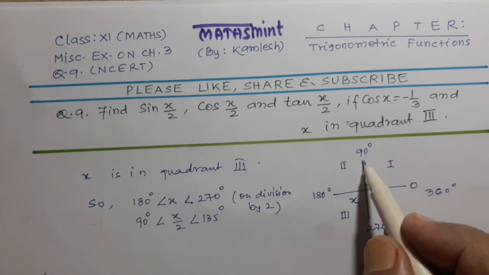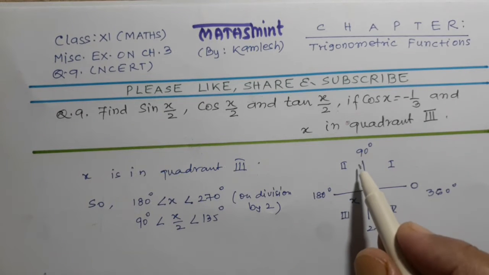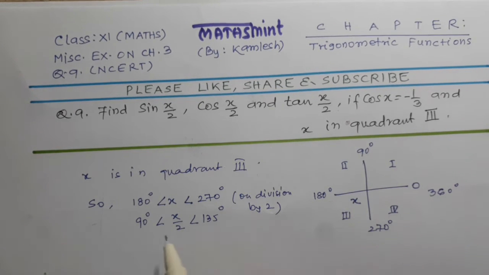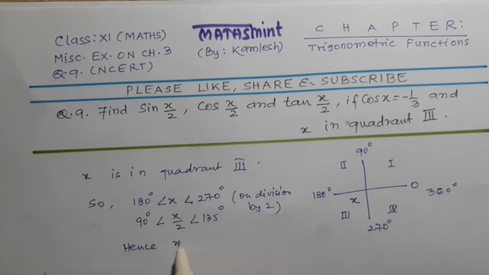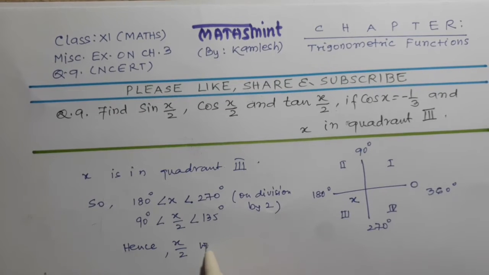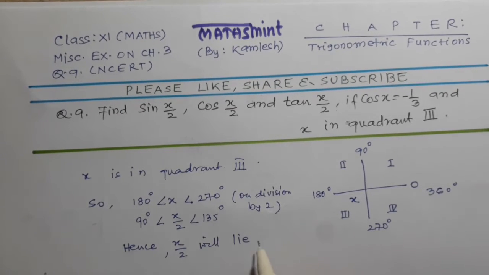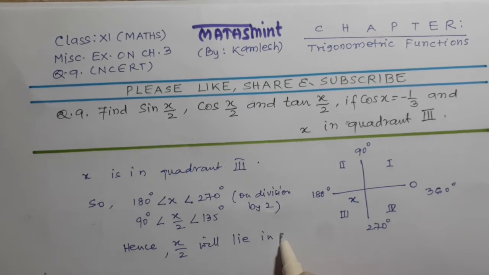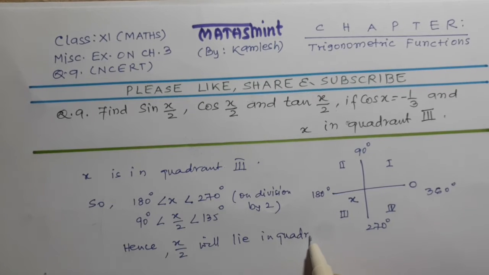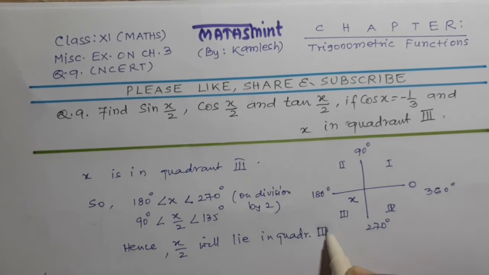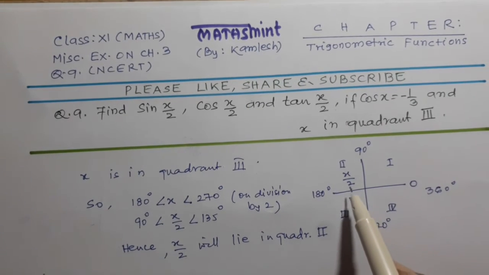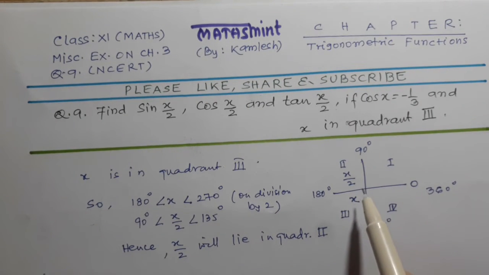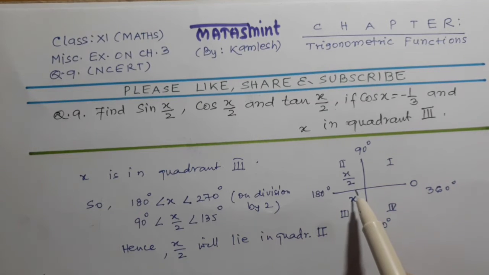So this is 90 degree and 180 degree. So only in second quadrant x by 2 will lie. So we shall write here, hence x by 2 will lie in quadrant 2. Here it will be x by 2. And in quadrant 2, only sine will be positive and cos and tan will be negative.